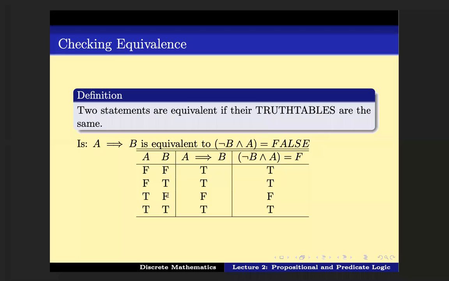What about here? Here not B and A. So not B is true. True and true is true. So this one evaluates to true. But is true equal to false? Or true if and only if false? No. So this is false. So this equality, you think of it as if and only if.